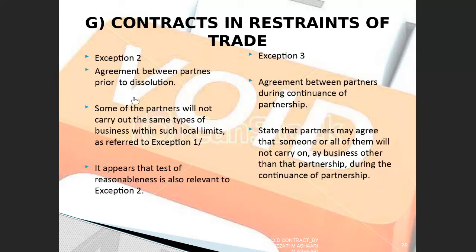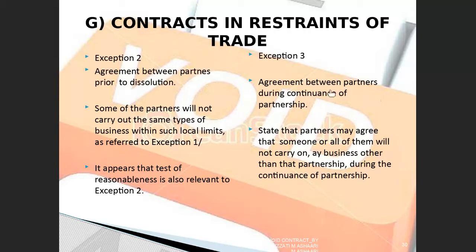Okay, another exception is the agreement between the partners prior to dissolution. This is normally based on the business partnership agreement or business agreement, where some of the partners will not carry out the same type of business within the local limits, or maybe within the exception as what has been mentioned in exception number 1. Okay, it is also relevant to exception number 1. This is supposed to be number 1, yeah.